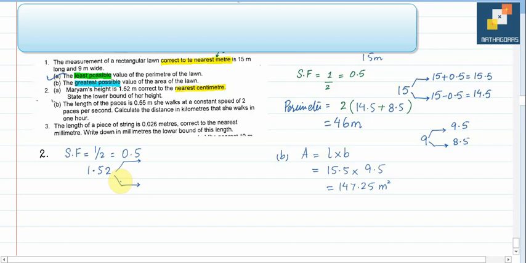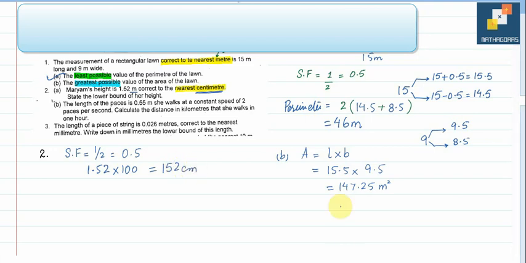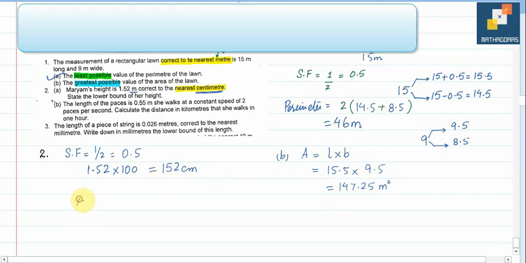Alright, the second thing here is the unit. Here we have 1.52 meter and here you have a centimeter, right? That means it includes unit conversion. Since the scale factor is in centimeters, I will convert 1.52 into centimeter. So that will be 1.52 times 100 is equal to 152 centimeter. Alright. Now the length is 152 centimeter.